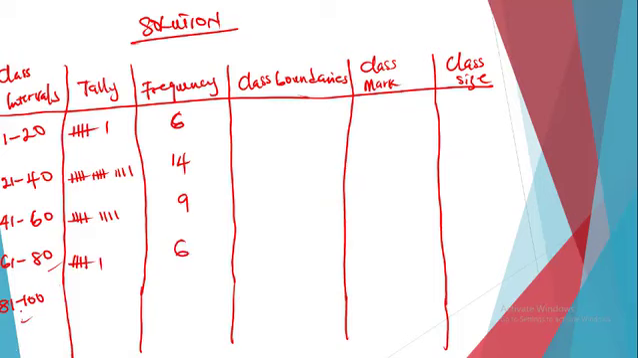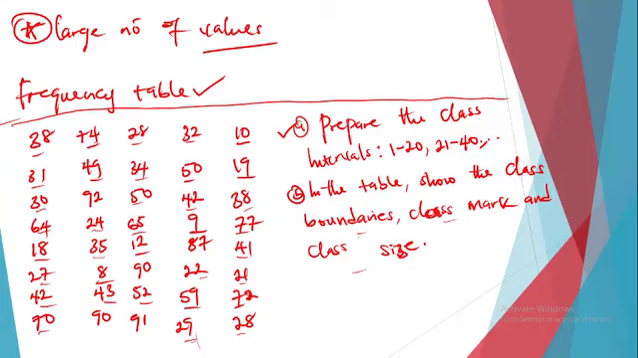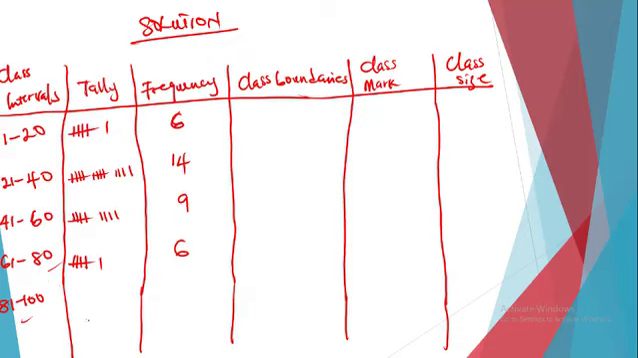Then 81 to 100. 81 to 100. We have 1 2 3 4 5. 5 of them. 1 2 3 4 5, and write 5.